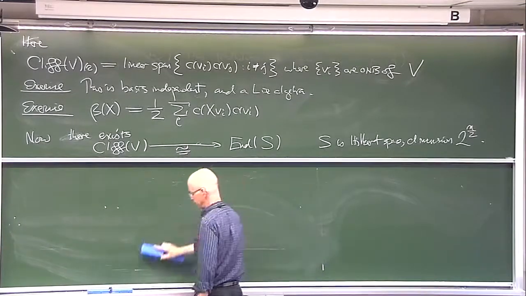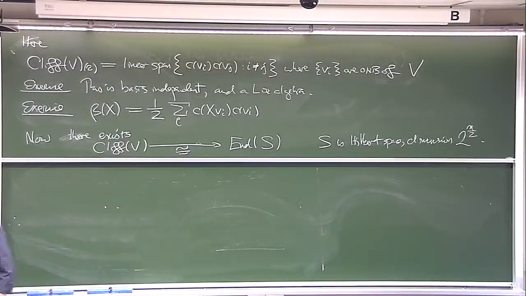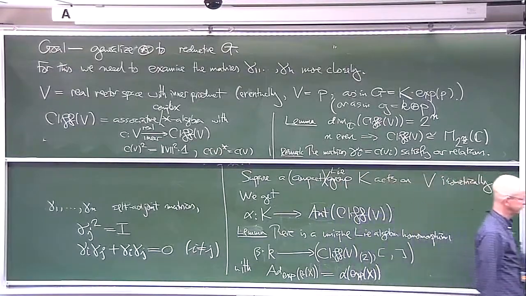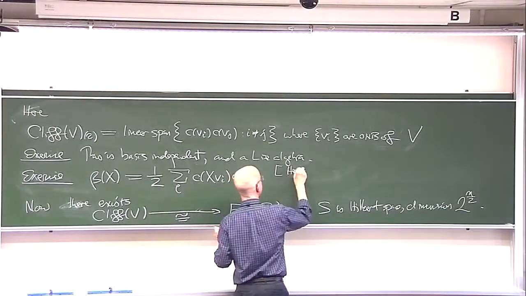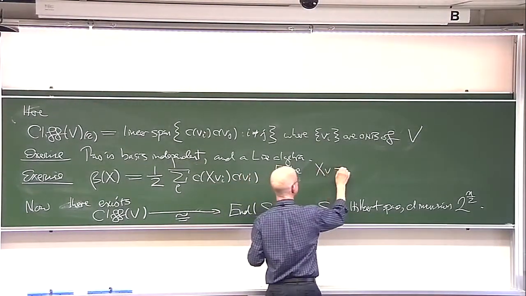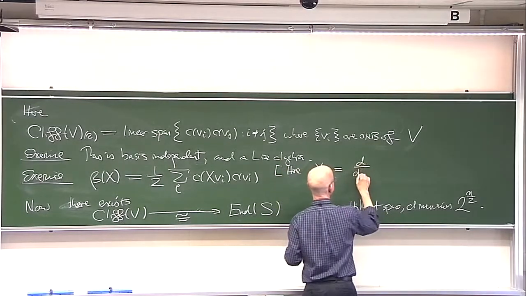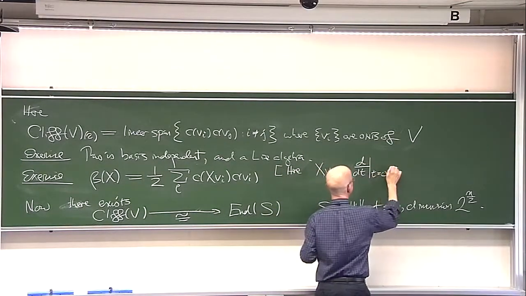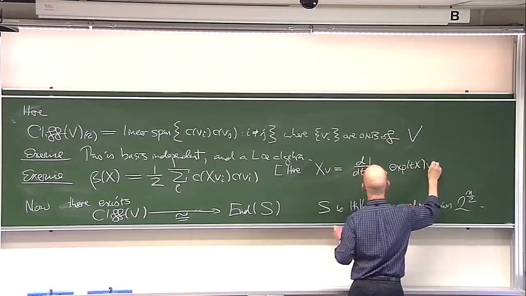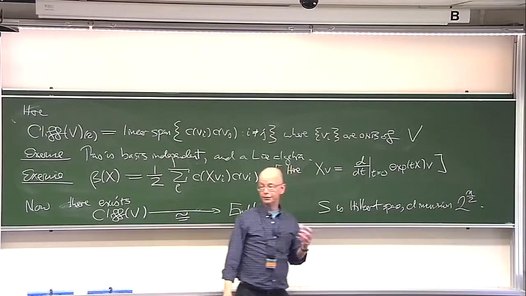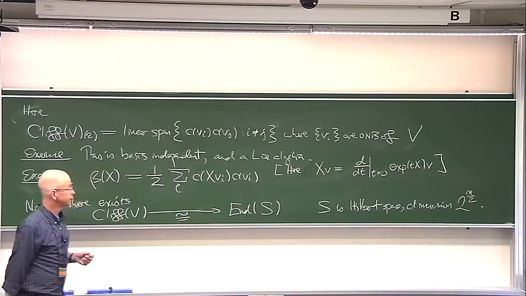Excuse me. What is this VI? So K is acting on V. It's a very good question. Here. So if you like, this is the usual thing, the derivative at t equal to 0 of exp(tX), which is an element of K, applied to the vector. So it's the infinitesimal part of the action.